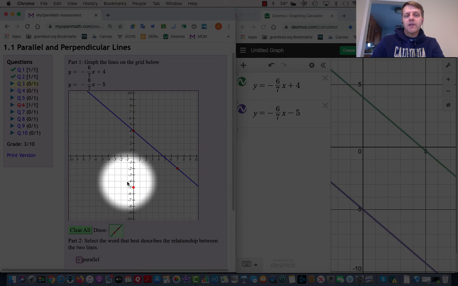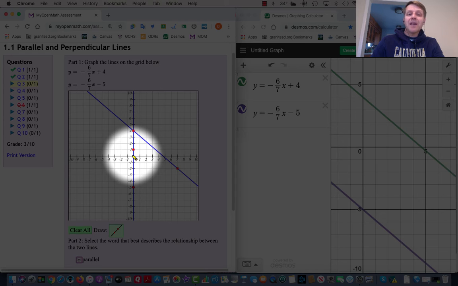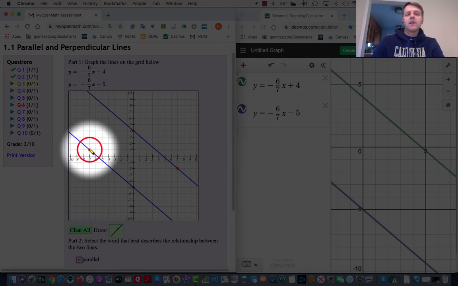So instead of going down 6 and over 7, if you want to make it parallel, you could go up 6, 1, 2, 3, 4, 5, 6, and back 7. 1, 2, 3, 4, 5, 6, 7, and that way it still works. And you can see that they're still parallel.